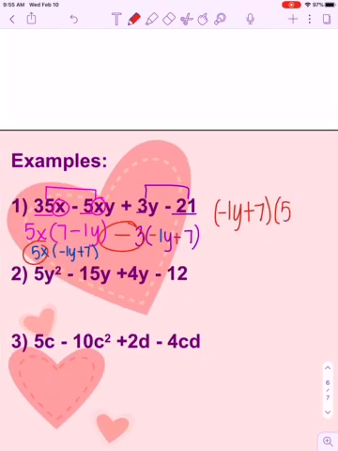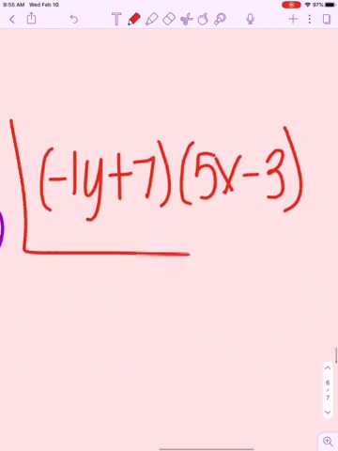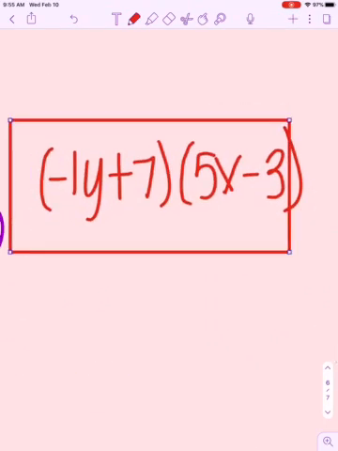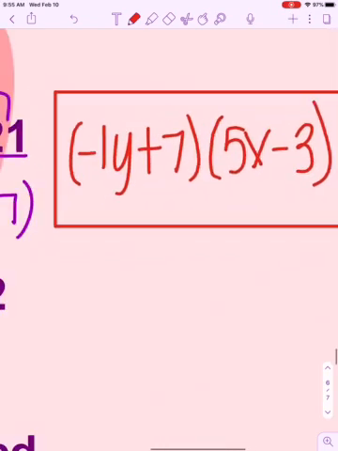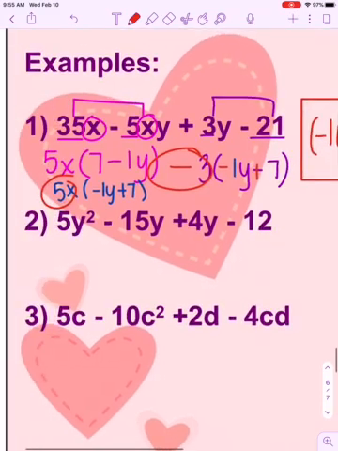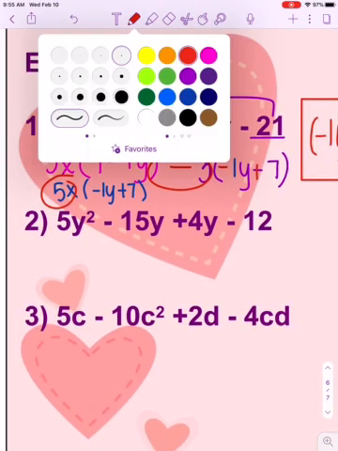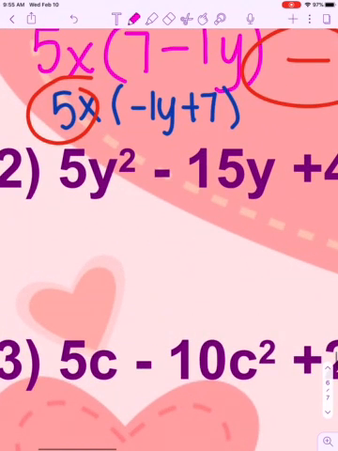And my leftovers were 5x and a minus 3. And then I'm done. Okay, that's tricky. We gotta watch your signs a little bit. All right, let's look at the next one.